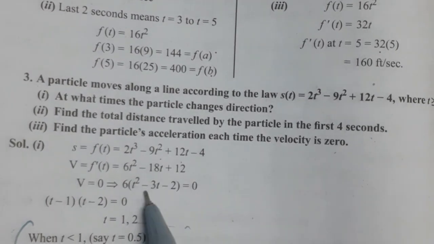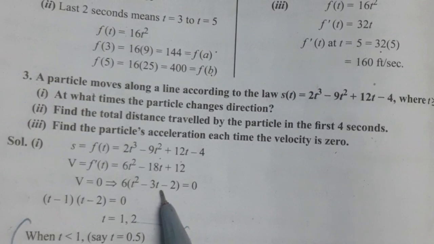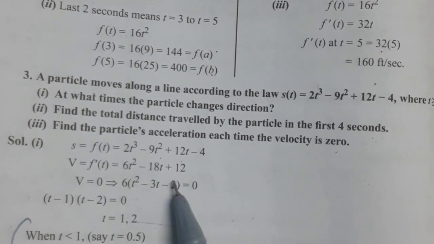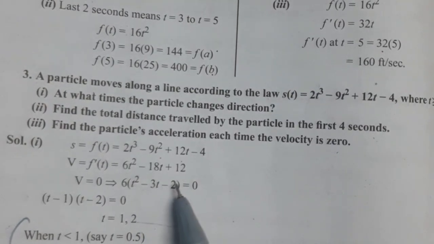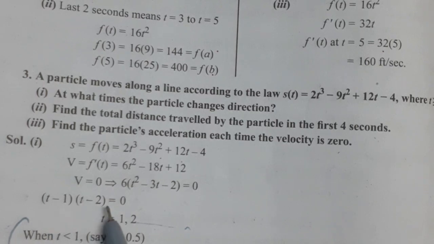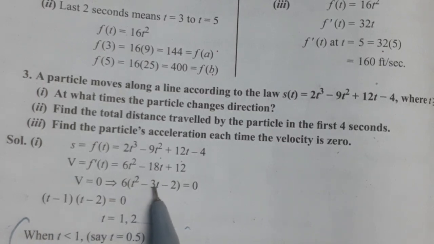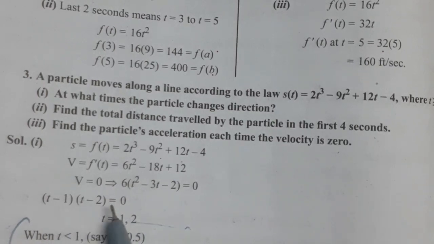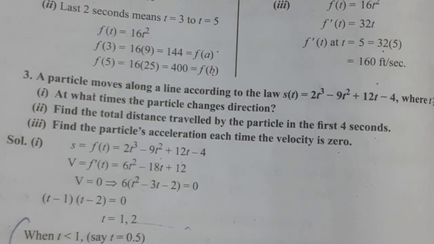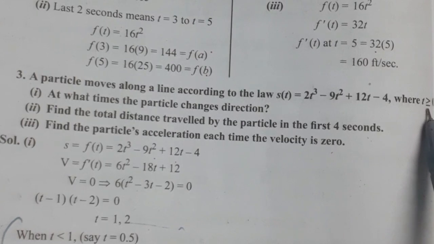This is a quadratic equation, and taking linear factors, sum is minus 3 and product is 2, we get t minus 1 into t minus 2 equal to 0. That is t equal to 1 and t equal to 2. When t is less than 1, we take t equal to 0.5 and substitute, and we get a positive value. Then we check when t lies between 1 and 2, because the time taken is t greater than or equal to 0.